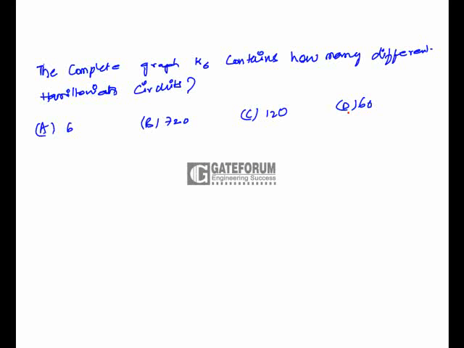The complete graph K6 contains how many different Hamiltonian circuits? Option A 6, option B 720, option C 120 and option D 60. A Hamiltonian circuit or Hamiltonian cycle is a cycle in an undirected graph which visits each vertex exactly once and also returns to the starting vertex. We have to find the number of Hamiltonian circuits in complete graph K6.